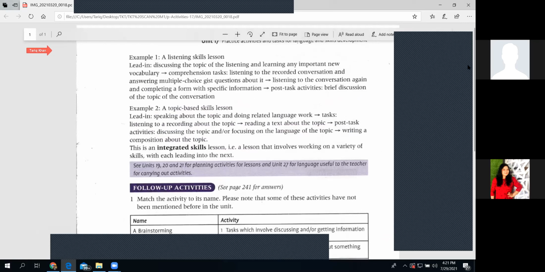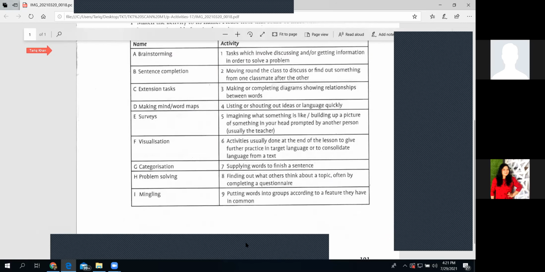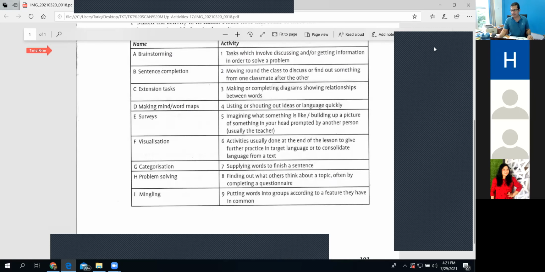All right. Sir, can you explain skill-based lessons and topic-based skill lessons again? So I have a doubt. Skills-based lesson. Who is asking?